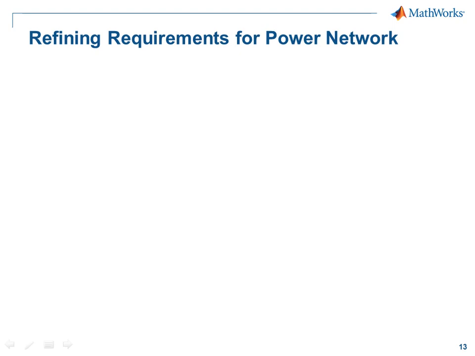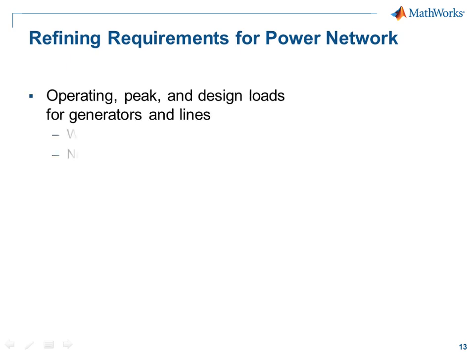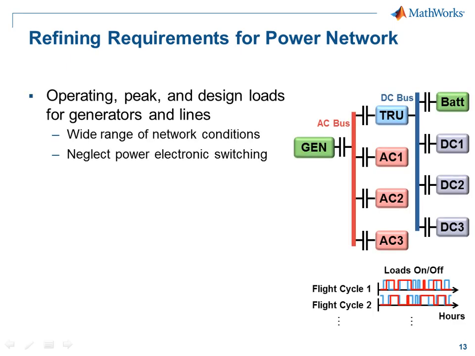Now that we've integrated our requirements document into the development process, we're going to refine the requirements for the power network, specifically the requirements for the operating peak and design loads for the generators and lines. We'll want to test this under a wide range of network conditions, so flight cycles where different combinations of loads are turned on and turned off.